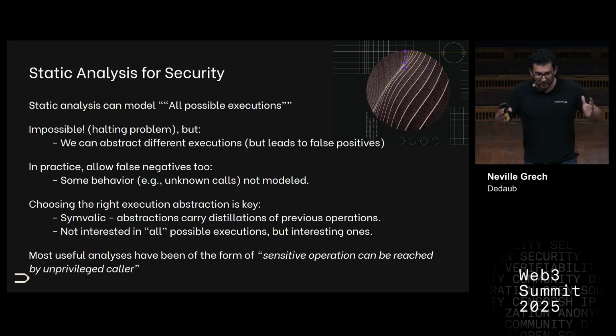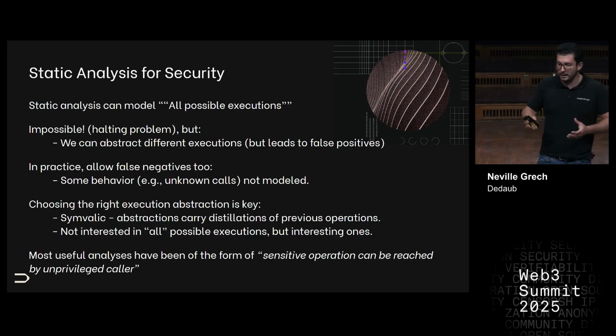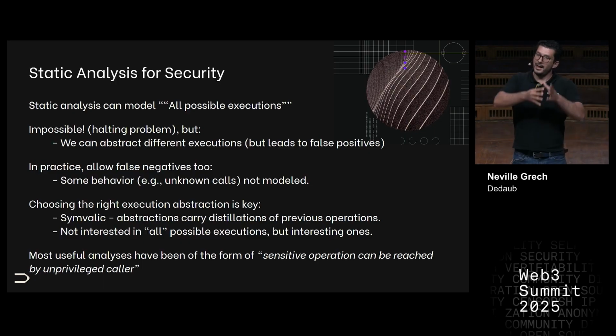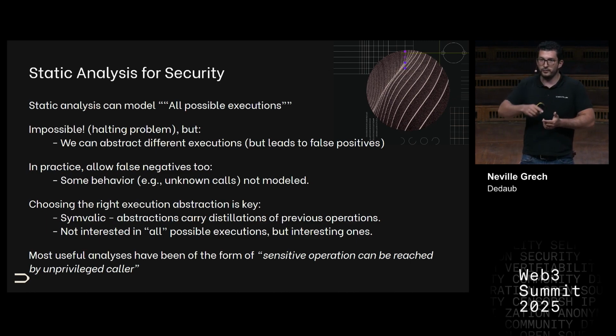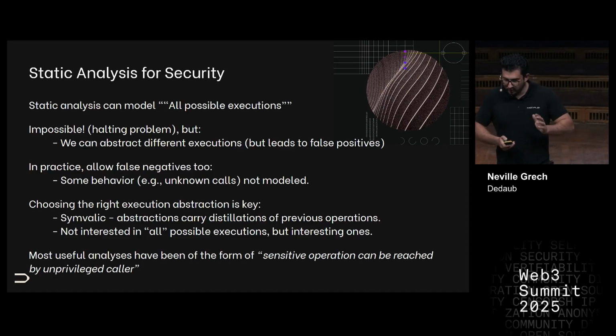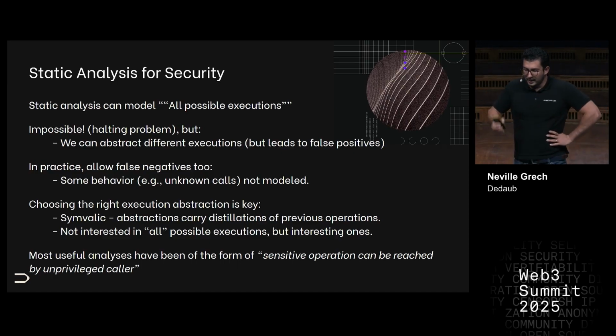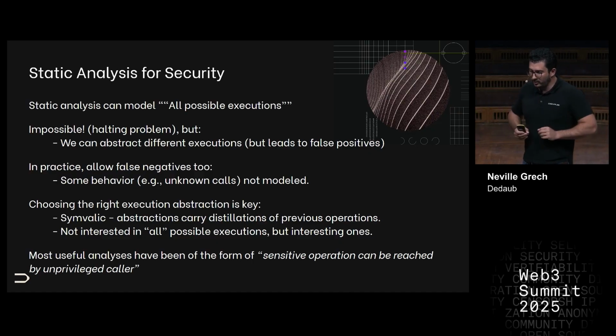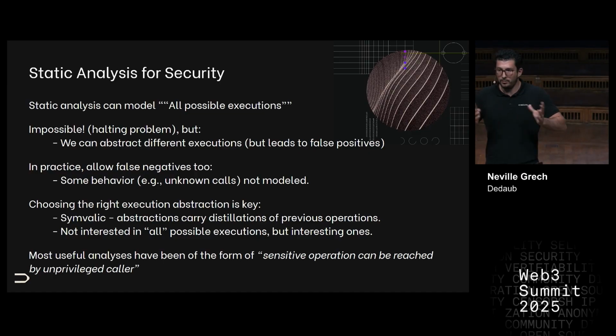So in our case, what we do is we have a system in place called symbolic analysis. Again, you can Google it, and there are publications about this. In symbolic analysis, we prove using theorem proving techniques that certain executions can indeed happen because there's a proof that shows us that, so it's possible according to conditions in the program. And most security analyses actually have the form of: some sensitive operation can be reached by an unprivileged caller.